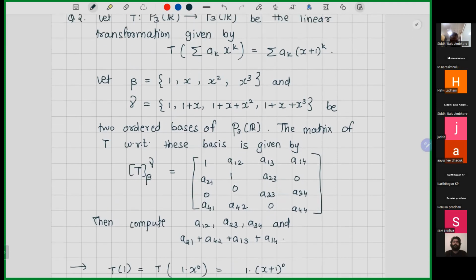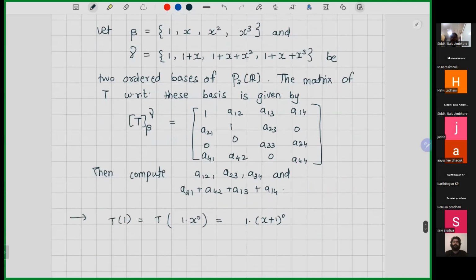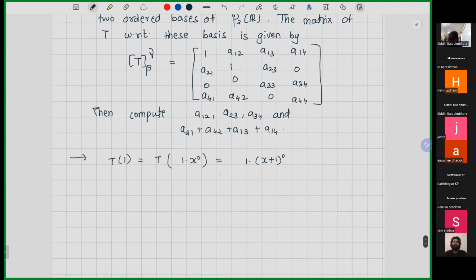I'm just expressing 1 in this form, summation a_k x^k, and it is just 1 into x^0. And its linear transformation is going to summation a_k (x+1)^k. So again, it is 1 into (x+1)^0. And this is again 1.